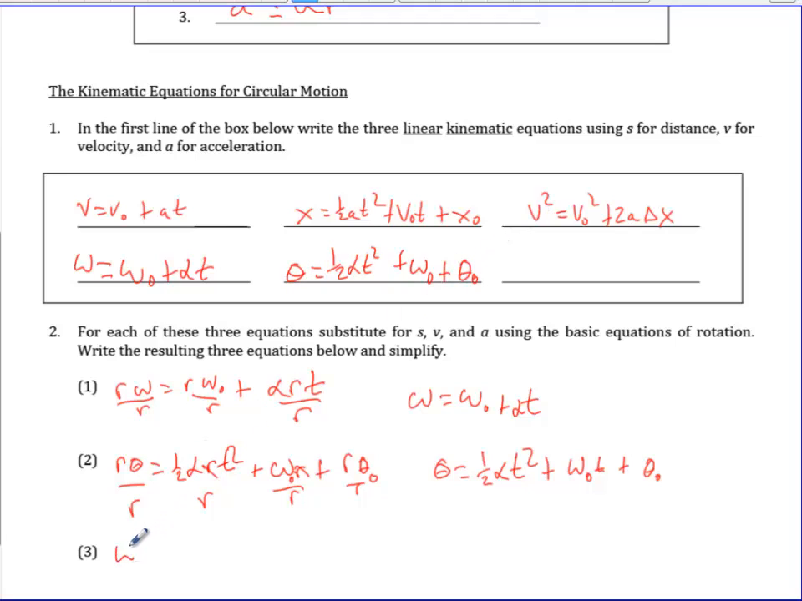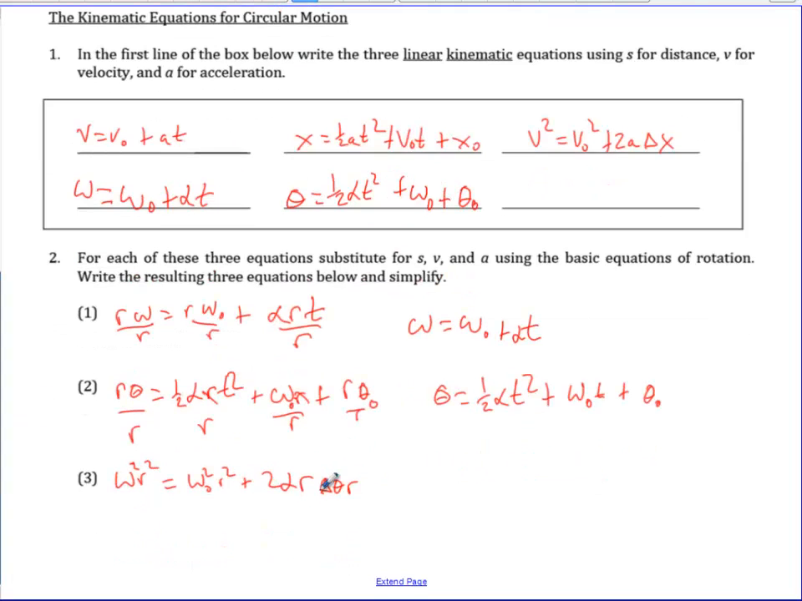v squared, remember that would be omega squared, except it's omega r squared, so omega squared r squared equals omega naught squared r squared plus twice alpha r delta x. Now that's going to be change in position, so that's going to be delta theta times r. And if I simplify, I have an r squared here, an r squared here, and an r times an r, which is an r squared. So I can divide this by r squared, I can divide this by r squared, I can divide this by r squared, and what I get is omega squared equals omega naught squared plus twice the angular acceleration times the change in angular position. So one more time we see that the angular equivalent is exactly the linear equivalent with all the substitutions made for the angular analogs.